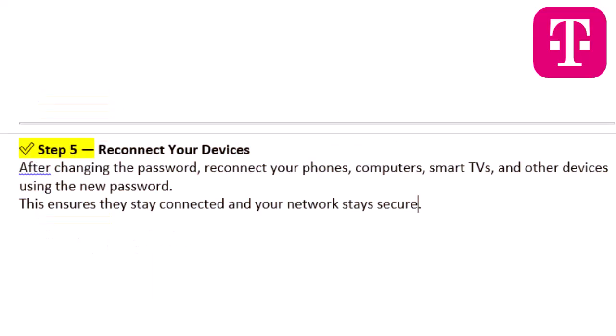After changing the password, reconnect your phones, computers, smart TVs, and other devices using the new password. This ensures they stay connected and your network stays secure. Sometimes devices remember the old password, so you may need to forget the network first before reconnecting. And that's it. Your T-Mobile home internet Wi-Fi password is now updated and secure.